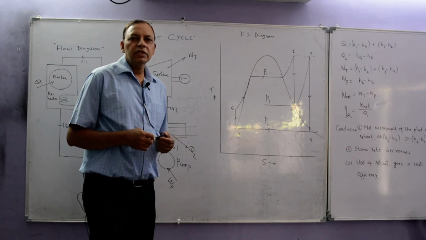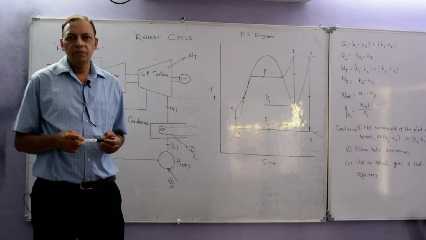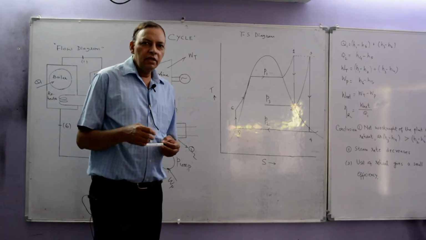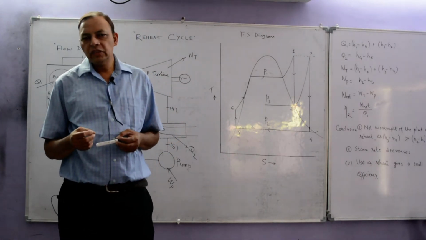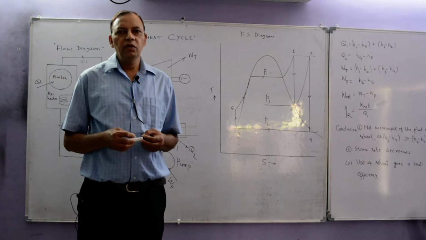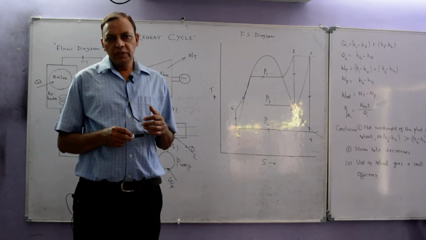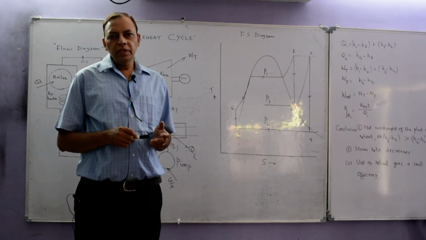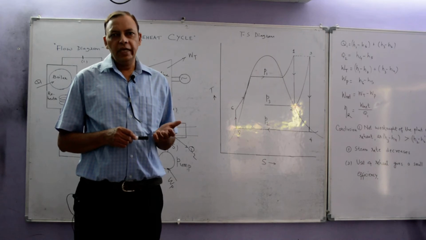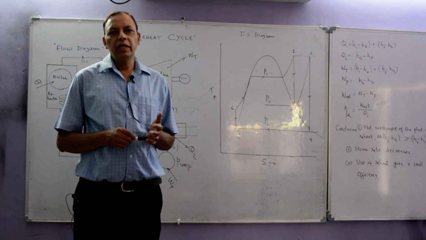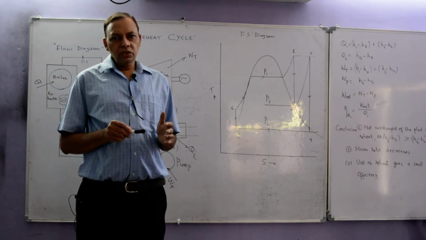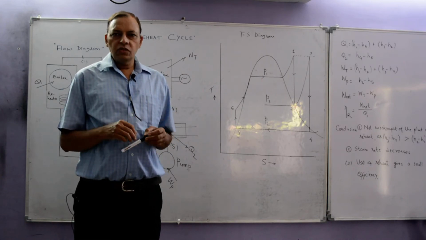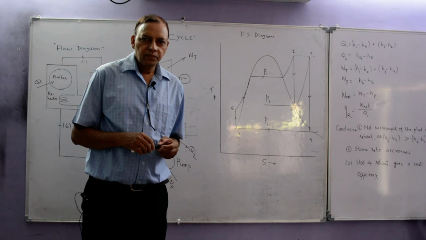Now here we will discuss what is reheat cycle. Normally in Rankine cycle, the expansion of steam takes place in one stage. If the expansion of steam is replaced by more than one stage as and when required, such type of system is known as reheat cycle.